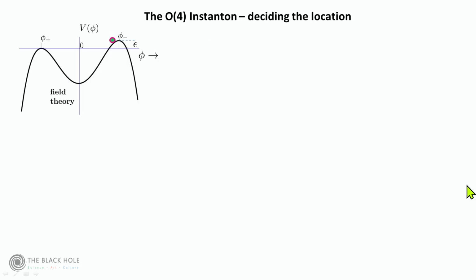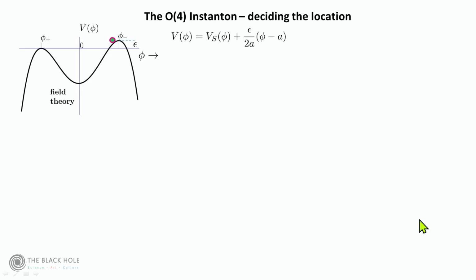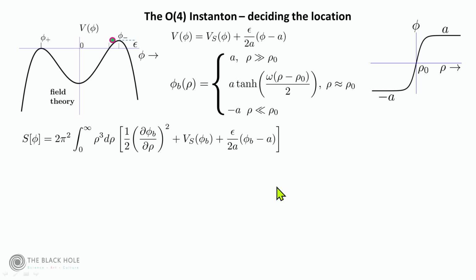Okay, but one thing we haven't decided yet is what is the value of rho naught. See, the instanton is located at rho naught. But where is rho naught? Well, we have to find out where that is. And now, we're going to do that by using the principle that the action must be minimized.